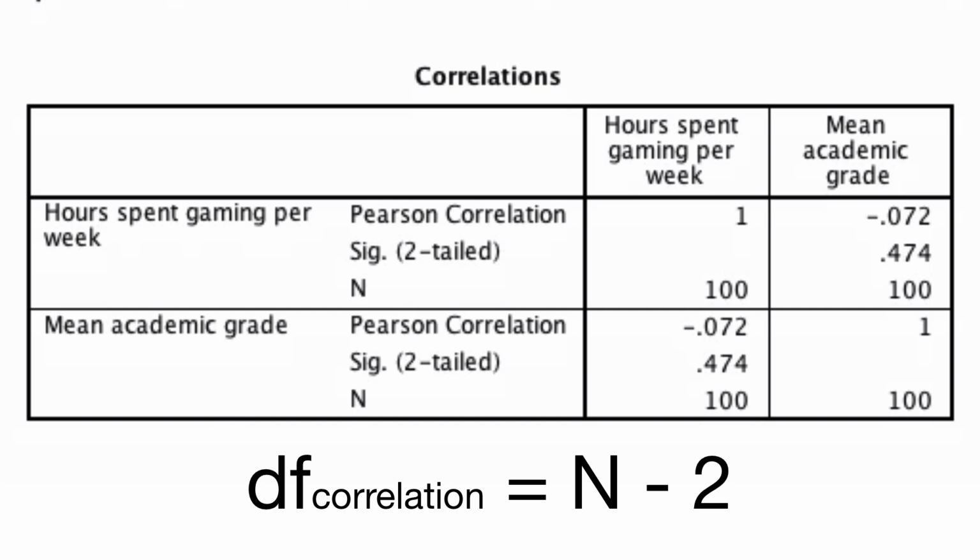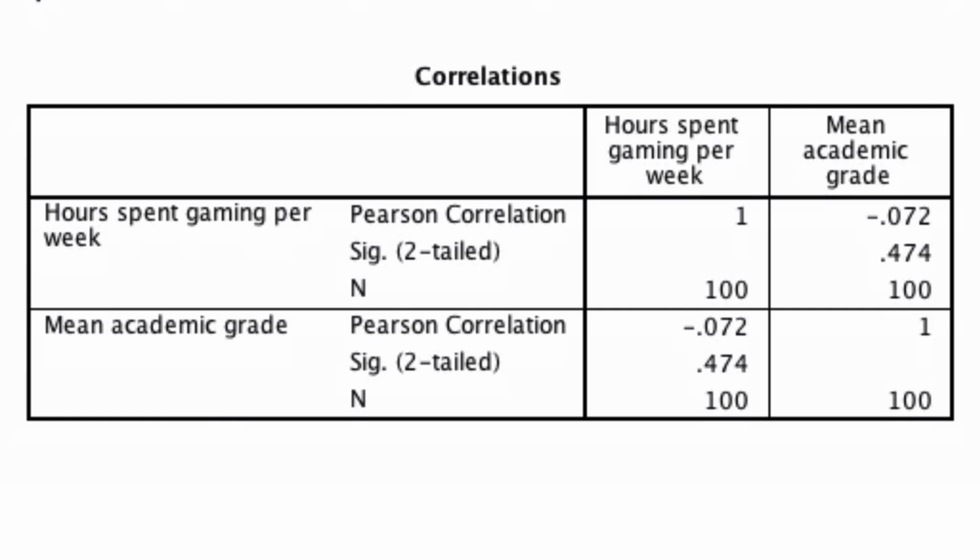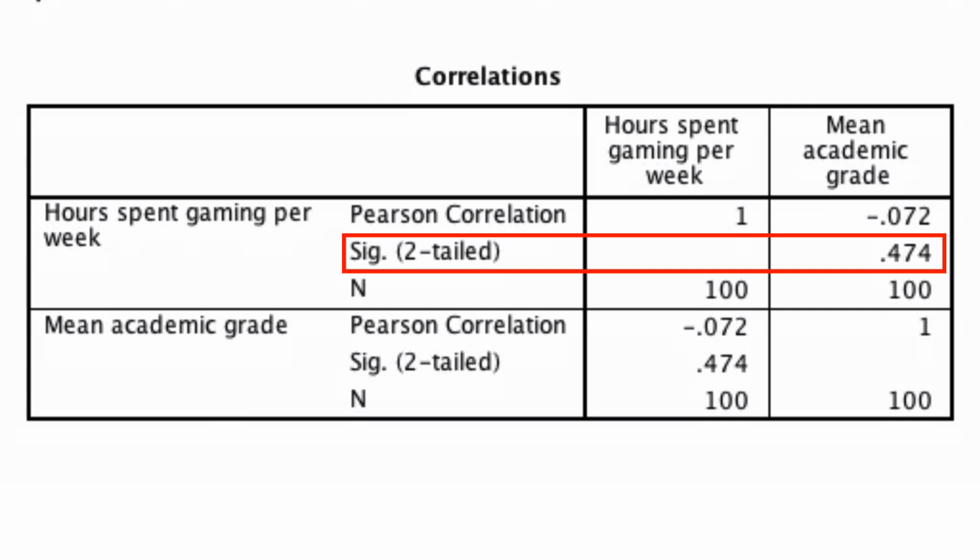Why n-2 and not n-1? Well, a rough answer is that you have two variables in a correlation, and so it's -1 for one of them and another -1 for the other. Finally, for this question, you need to give the obtained probability, the p-value or sig. You can read this off as 0.474.